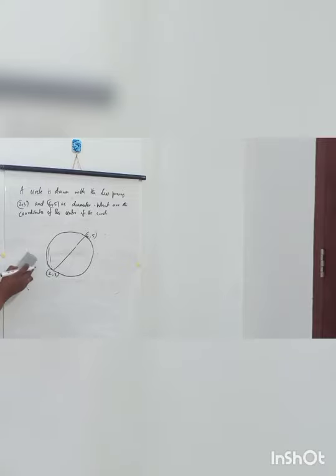You know how to find the midpoint of a line? What is the formula? Yes, x1 plus x2 by 2 and y1 plus y2 by 2. So we can write center of the circle equals midpoint.